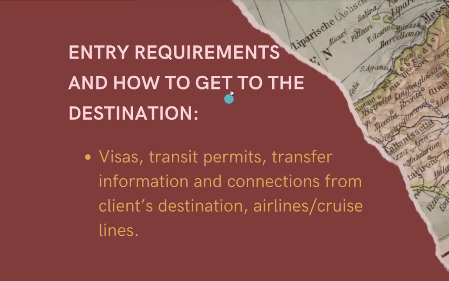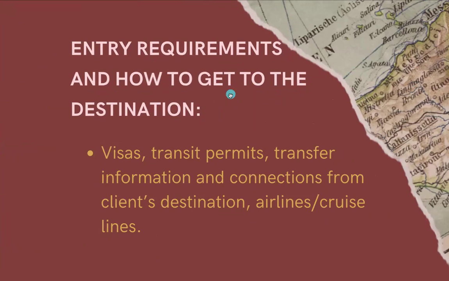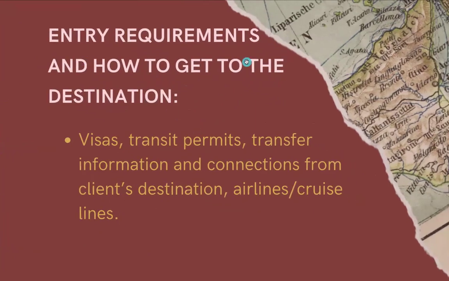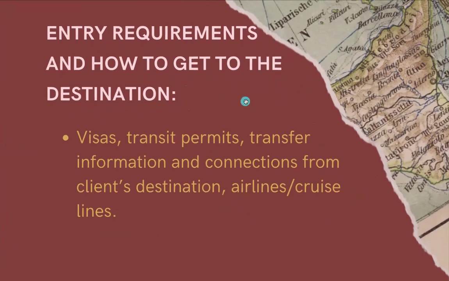Okay. Then we go to another main, very important part, which is the entry requirements and how to get to the destination, right? Because yes, you can research all of that, but how are you going to get there? Are they going to be able to enjoy it? You need to check on the visa and the transit permits. What are the transfer information and connections from where the client is going from to where they're going, and also which airlines are traveling through those cities, what are the cruise lines, depending on the trip, of course. But this is key.